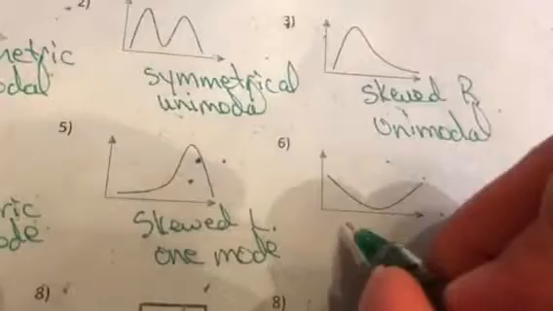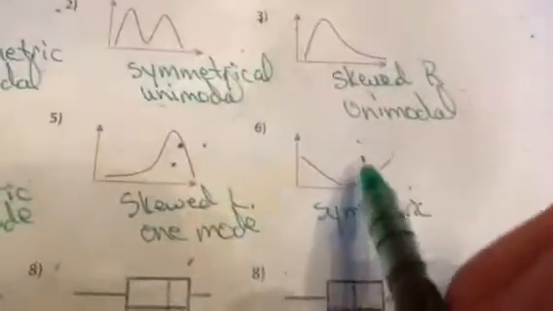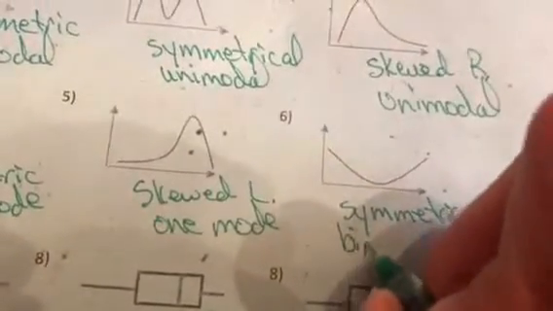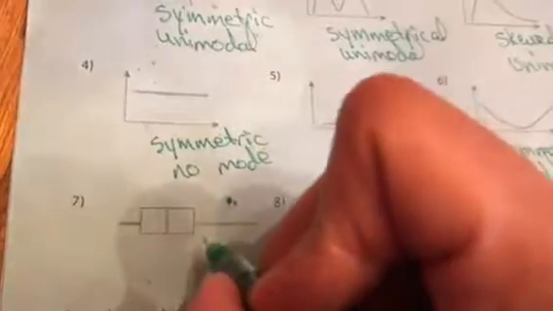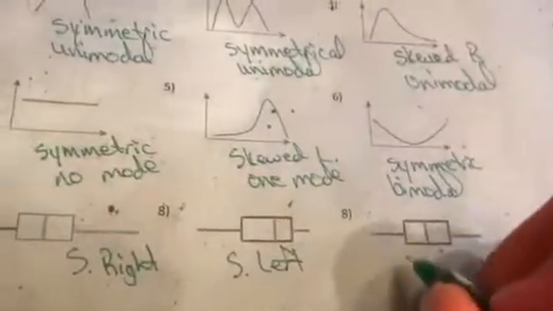This one is symmetric. It's a little different kind of symmetric than this one. Here the middle is the high point and here the middle is the low point. So there are still, those look to be about the same, two modes, so bimodal. This one is skewed right. We can't tell the mode on a box and whisker plot unless we knew the actual data that they used to get that. This is skewed left. And this one is symmetric.